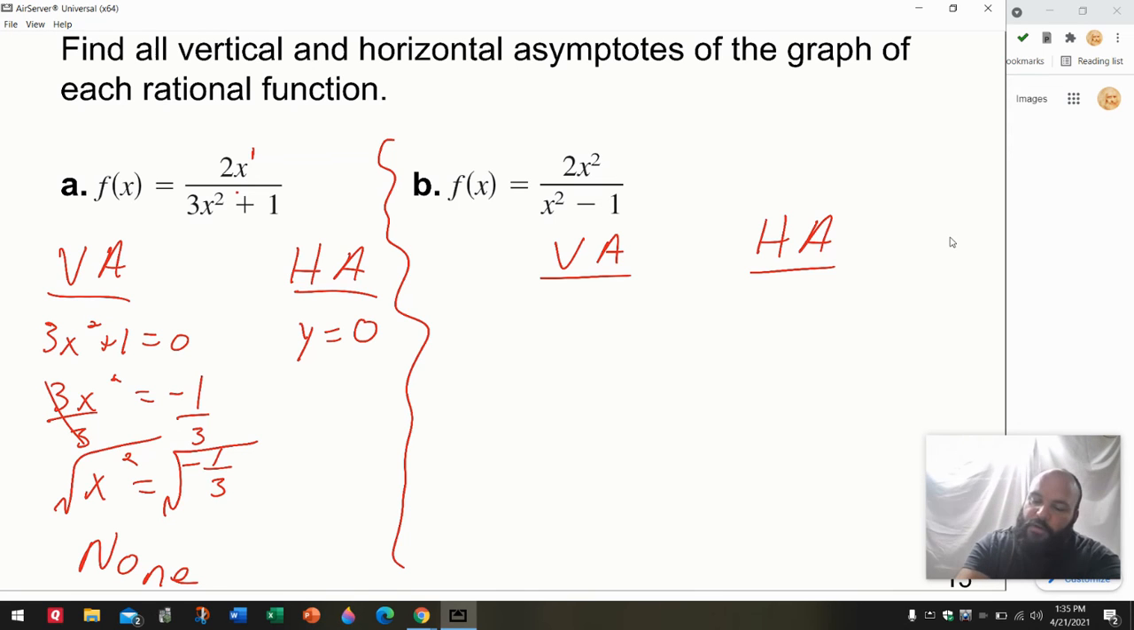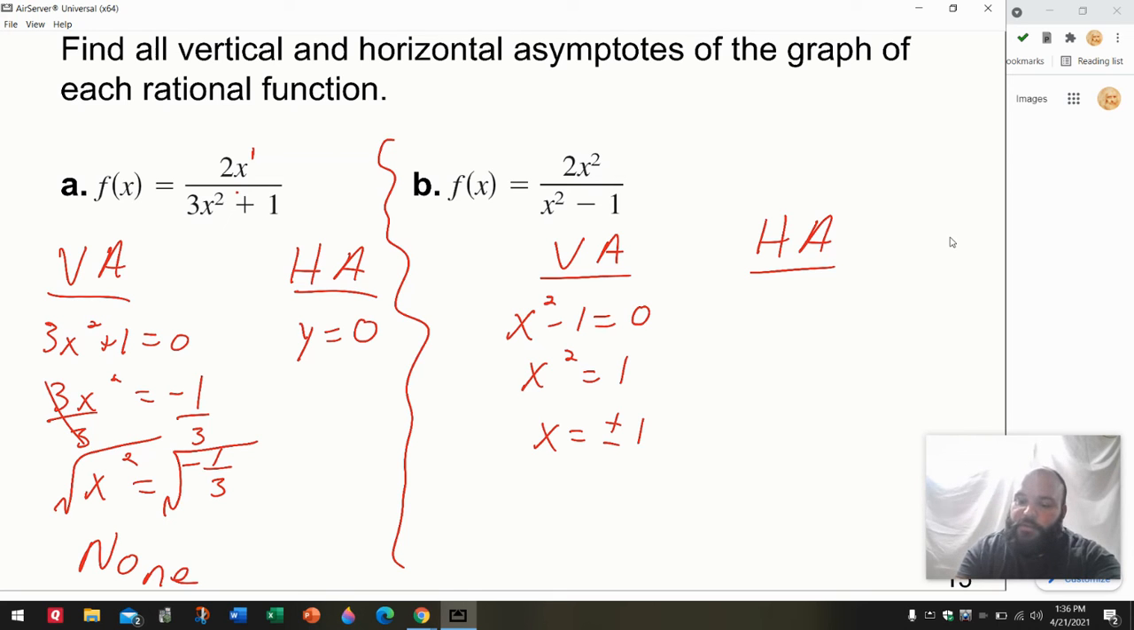So the vertical asymptote, once again, is solved by setting the bottom equal to 0, and then solving. So we'll add 1 to both sides, and then I'm going to square root. And what I end up with here is plus or minus 1. So what that means is this particular graph will have two vertical asymptotes. One will be at x equals 1, and one will be at x equals negative 1.